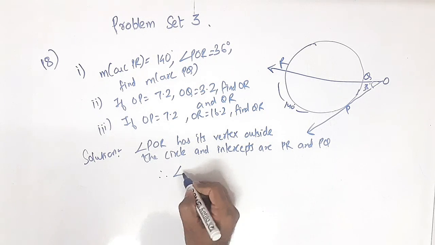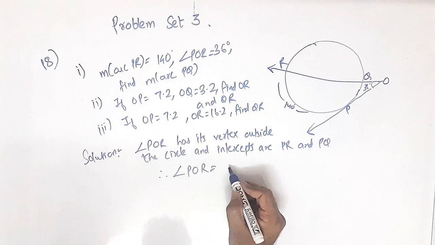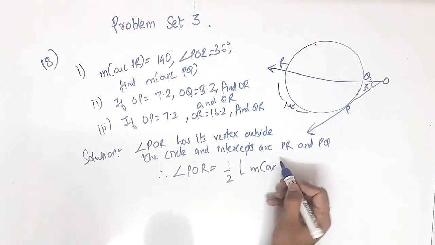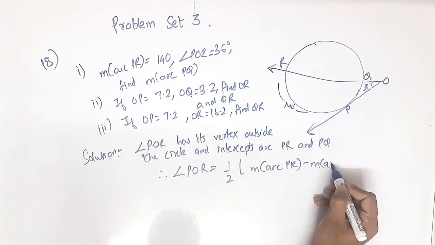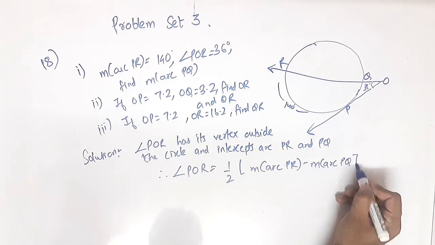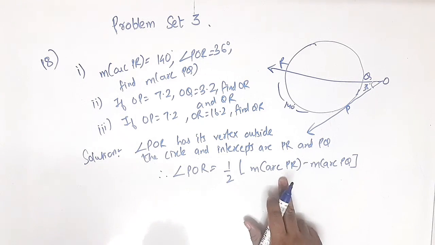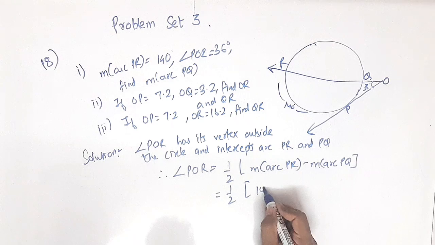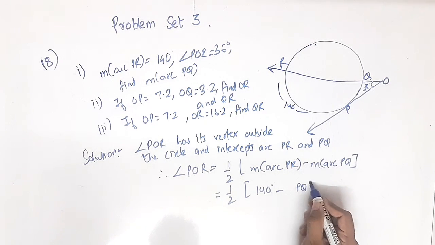Therefore, angle POR is equal to half of the difference of measure arc PR minus measure arc PQ. It will always be the same, and this is the reason. The difference will be of the bigger arc minus the smaller arc. Okay, this is given as 140, and PQ we have to find.